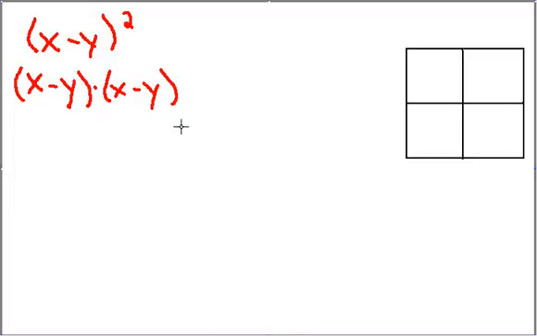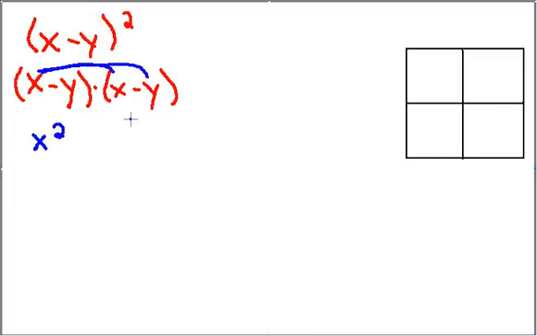This time we're going to take a look at a binomial having the second variable subtracted from the first. In this situation we have x minus y now instead of x plus y. x minus y, parentheses, squared. So I've rewritten that as x minus y times x minus y. Let's go ahead and multiply it out. x times x is going to be x squared.